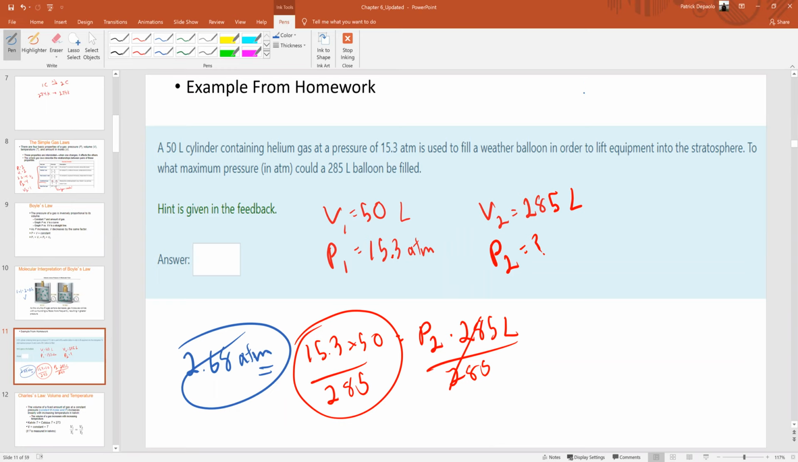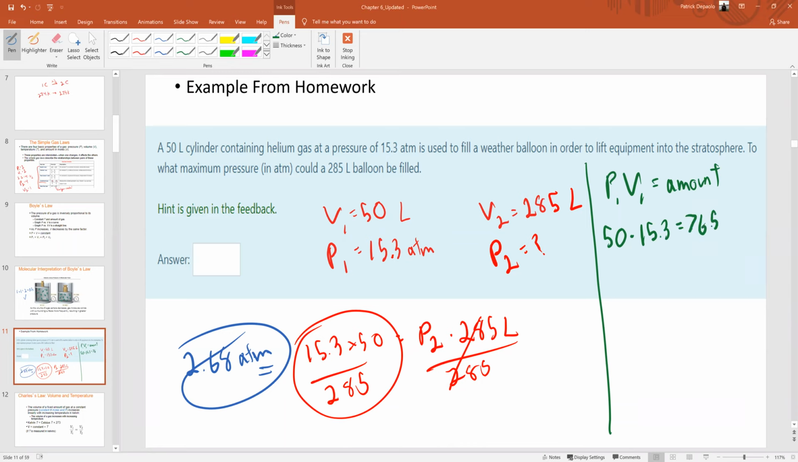No? Okay. So here's how to actually solve this problem. Where's my pointer? There it is. I'll do it over here. You can say the amount of gas refers to P1V1. So let's say P1V1 equals amount. So whatever pressure times volume amount you have. The amount we have in the cylinder is 50 times 15.3 atm, which I calculated before. 15.3 times 50 is 765. That's the amount.